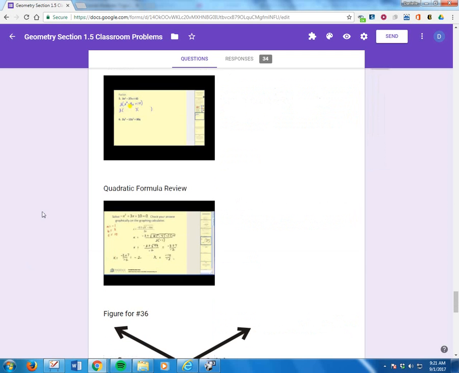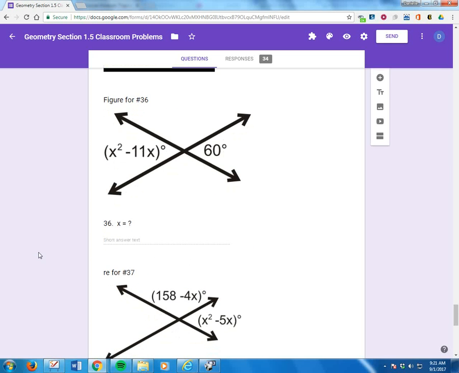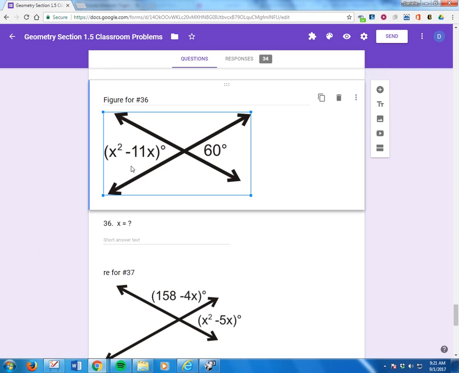Factoring: I put videos in the document, I don't know if you got that far. There were problems here where you had to factor, and I wanted you to be able to review factoring if you had forgotten. But here I would just say x squared minus 11x equals 60, and with a quadratic, I've got to get the 60 to the other side and set it equal to 0, and then factor. So it would be x squared minus 11x minus 60 equals 0, and then factor the left, and then solve for x. If you've forgotten how to factor, you might watch those two videos.